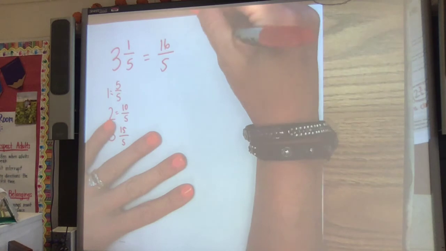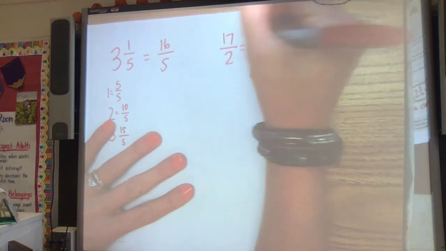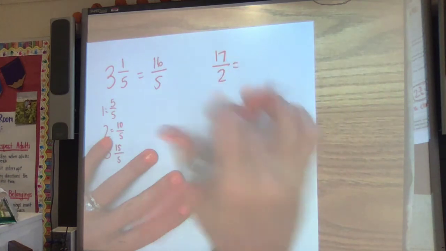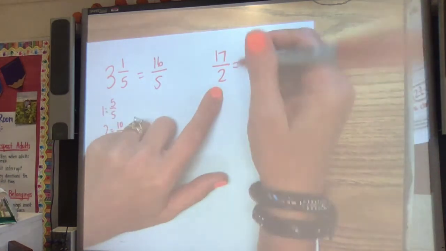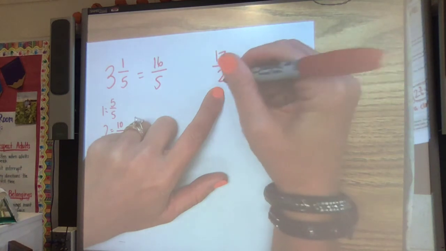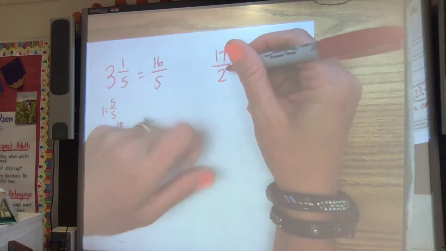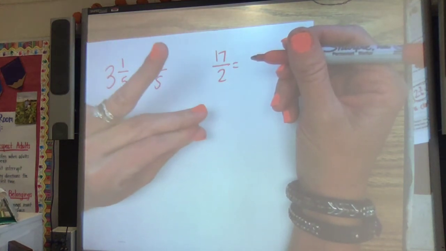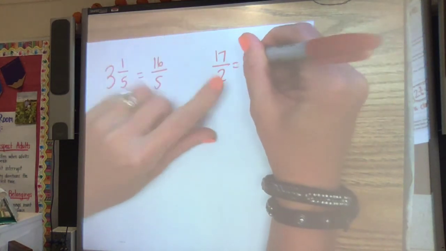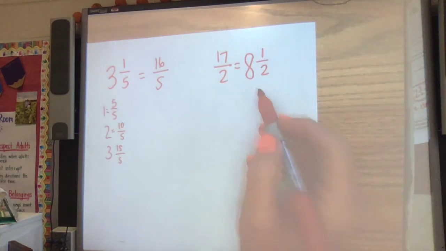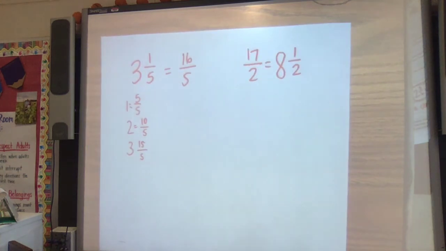Let's work backwards. What if I have 17/2 and I want to change it to a mixed number? I don't want it to be improper. So remember, a fraction is a division problem. 17 divided by 2. How many 2's go into 17? 2, 4, 6, 8, 10, 12, 14, 16. 18's too big. So 8 times, we know that's 16. 1 more would make it 17. 8 1/2 is equivalent to 17/2.